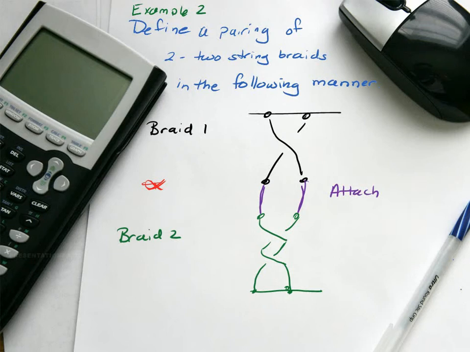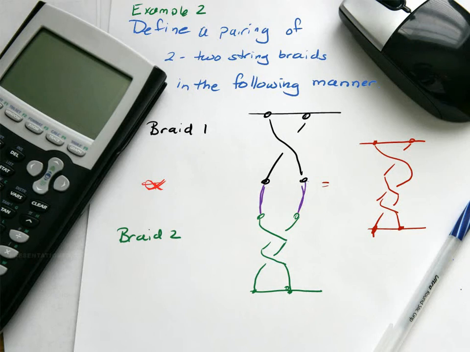So if I do that, let S be the set of two-string braids. Is this pairing a binary operation or not? Will I always get a two-string braid? Is it possible for me to get something funky happening? I'll always get a two-string braid if I glue them together in this way. I don't want to go on if you're still, because this is new stuff, right? So that's the result. When you glue them together, you get this object over here.